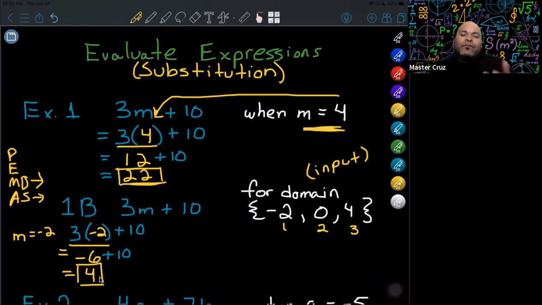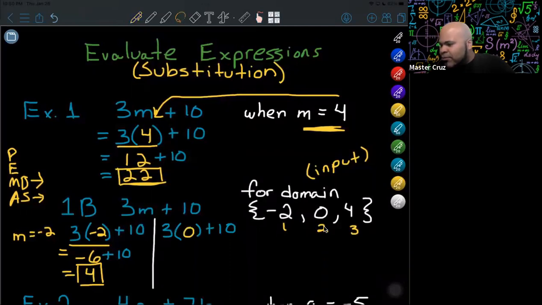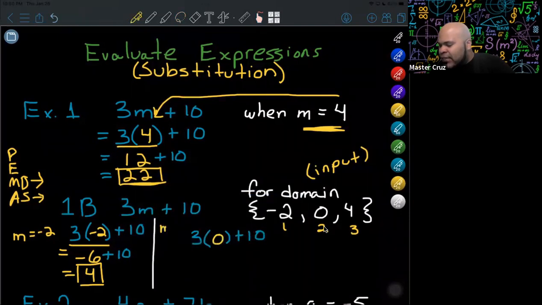That answer is 4. Okay, so now we have to repeat the same process, but for the second value of the domain. The second value of the domain here is 0. So I'm going to rewrite the same problem. I'm going to rewrite the 3, open the parentheses, plus 10. But instead of writing the m, now I'm going to substitute 0. And I didn't write it down, so let me write it down. Give a little bit of space here and put that m equals 0 this time, because that's my second number. So I'm substituting here for 0.